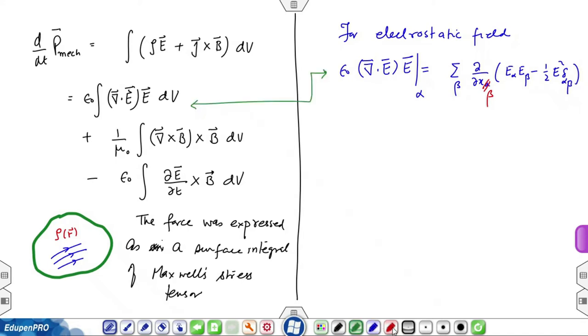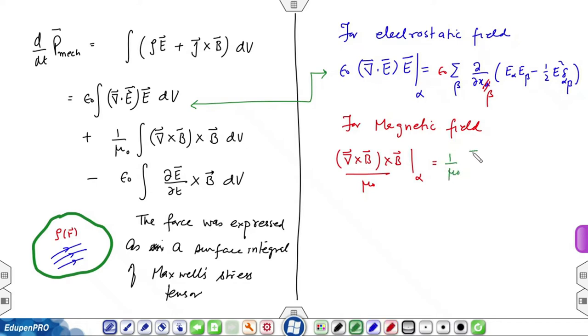Similarly, you recall that for the magnetic field, I had the alpha-th component of curl of B cross with B divided by mu 0 as also equal to, well, there should be an epsilon 0 here, 1 over mu 0 summation over beta of d by dx beta of B alpha B beta, minus 1/2 B square delta alpha beta.